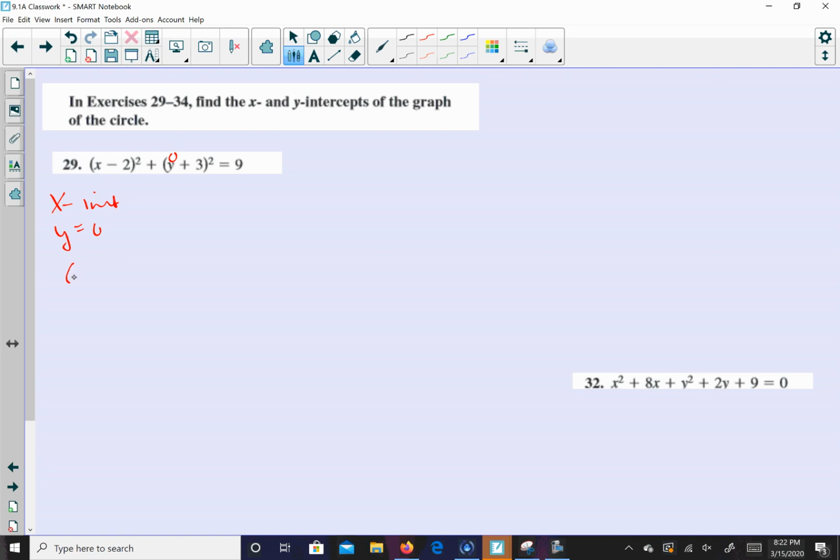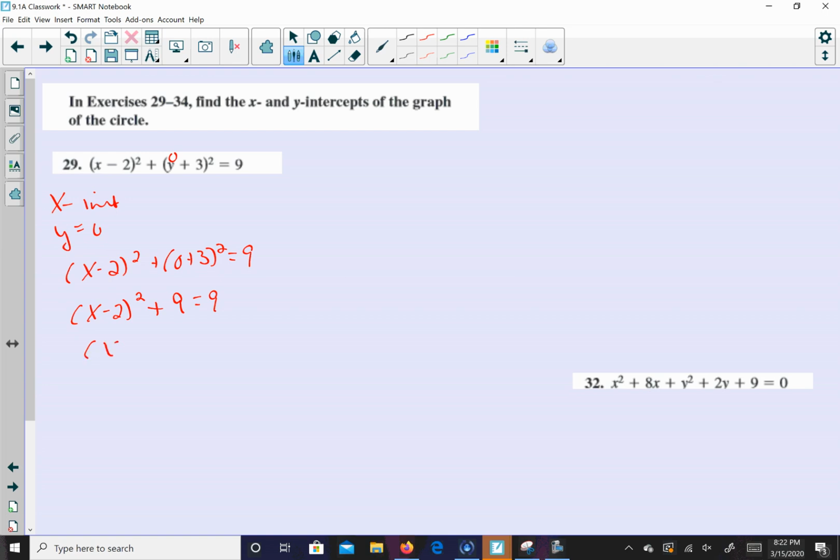I'm going to leave this as x minus 2 squared plus 0 plus 3 squared is equal to 9. And I'm not going to FOIL this first one out. I'm going to leave that one the way it is. You learned how to solve quadratic equations by completing the square. And so the square was already completed, so I'm going to leave it like that, and it should make my life easier. I'm going to take 0 plus 3, which is 3. 3 squared is 9, so this will be plus 9 is equal to 9.